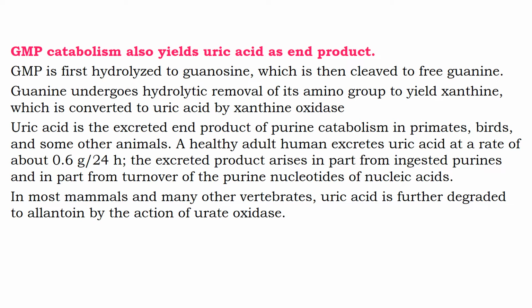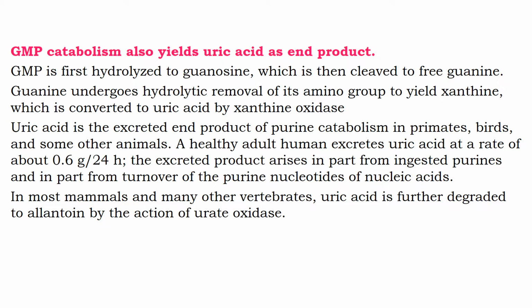Now this GMP catabolism also yields uric acid as an end product. In the previous slide we saw about adenosine. Now we are seeing about guanosine. So GMP is first hydrolyzed to xanthosine, which is ribose plus xanthine, ribose plus guanine. Now this is then cleaved to free guanine. So here the ribose is cleaved off. This guanine undergoes a hydrolytic removal of its amino group to yield xanthine. Again this will give xanthine. With the help of xanthine oxidase, this is converted into uric acid.